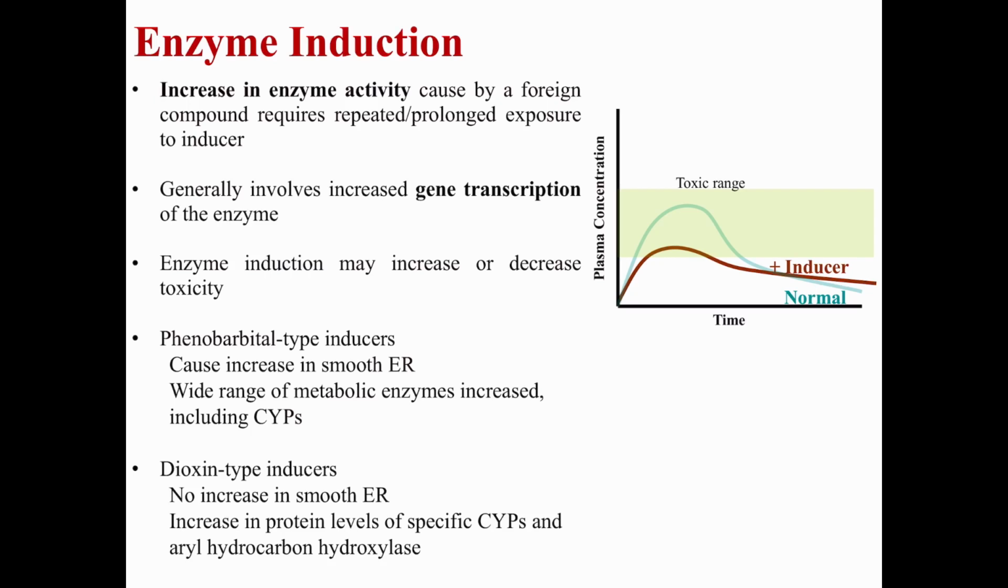For example, phenobarbital type inducers cause a wide range of metabolic enzymes to be increased, including the cytochrome P450 enzymes. Dioxin type inducers cause an increase in protein levels of specific cytochrome P450s, and also an enzyme called aryl hydrocarbon hydroxylase.